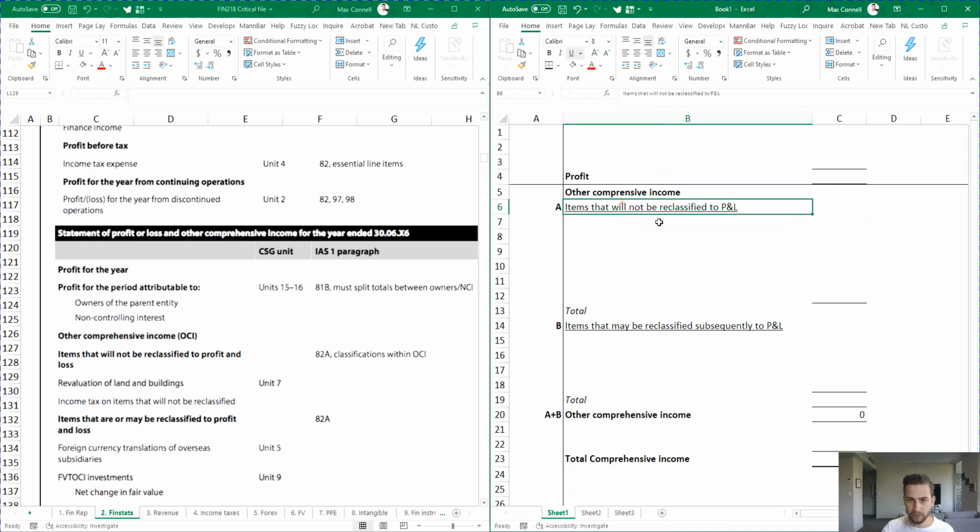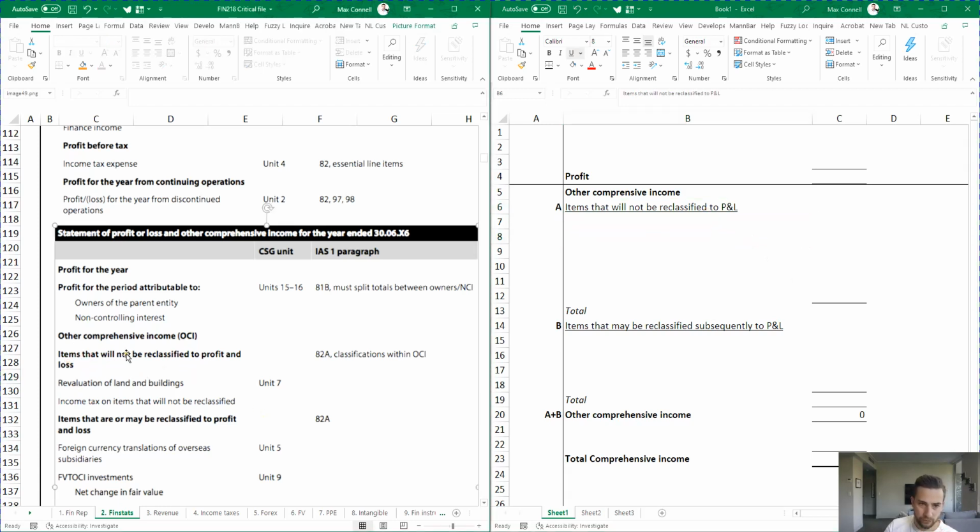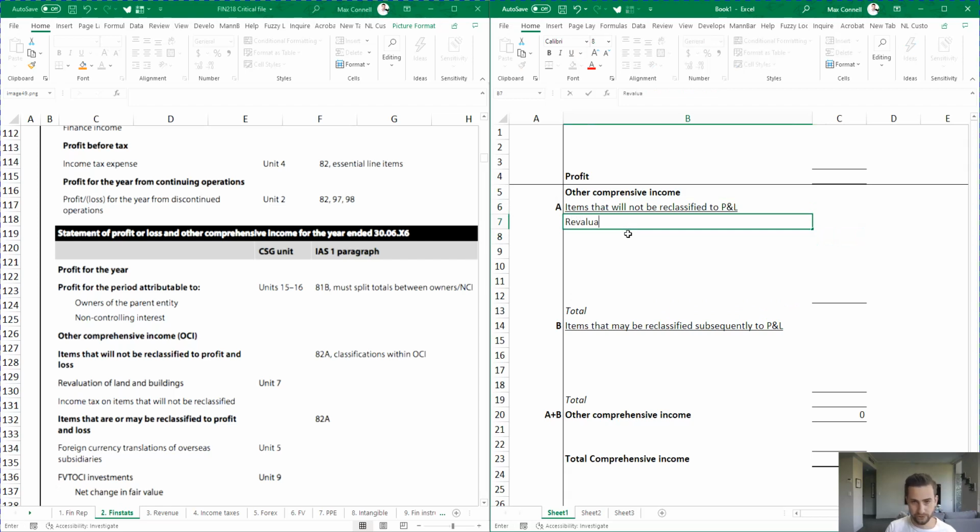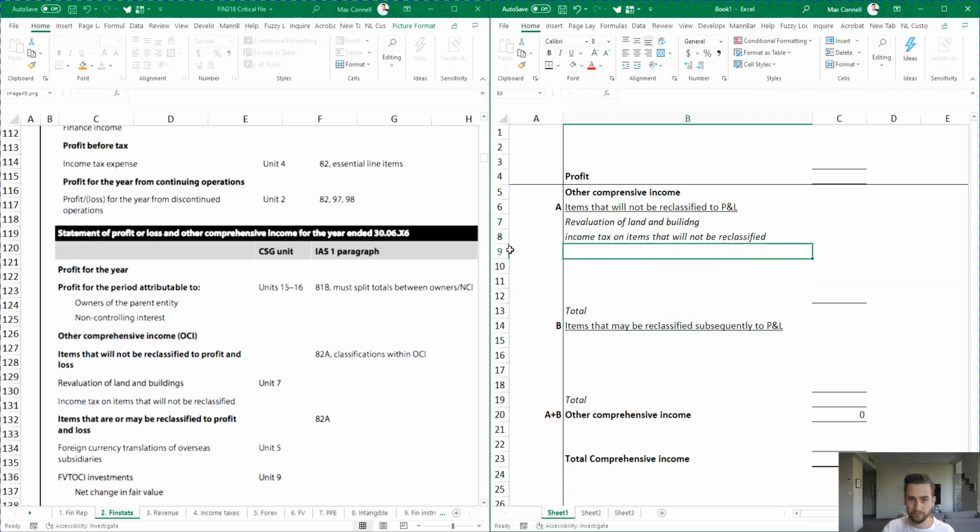And then within there, you've got your subcategories of other comprehensive income. So you've got up here, see this bolded text here: items that will not be classified to profit and loss. I'm just going to put in some examples here, and we can delete them out when we read the question. Revaluation of land and buildings, income tax on items that will not be reclassified. I'm not saying we need these necessarily. I'm just putting it in there for the time being.